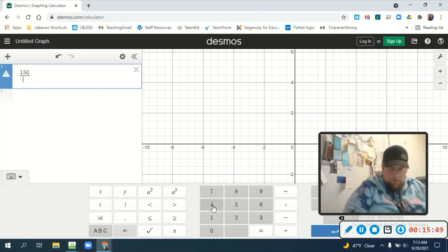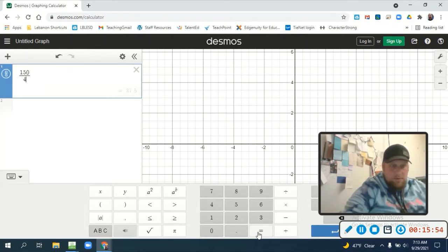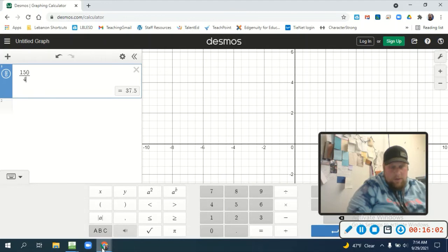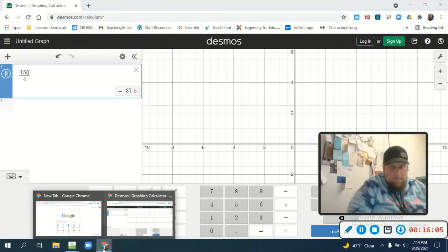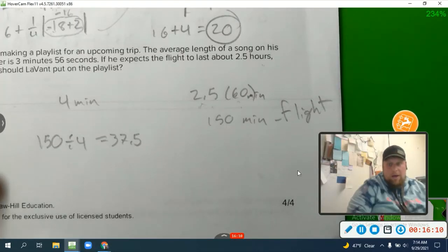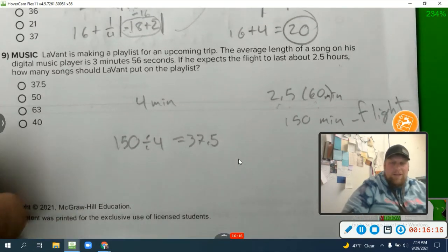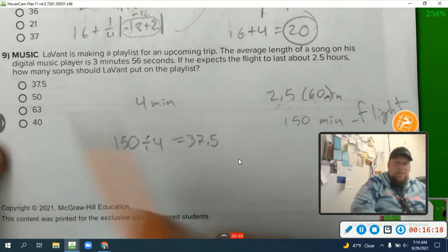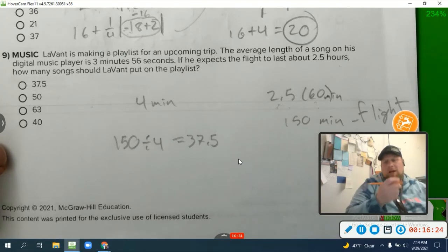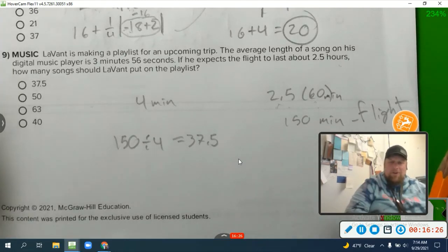So I'm going to do divided by 4 equals, oh, is it not supposed to put equals? Sorry, it just equals. I forget it equals automatically. 37.5. So let's go back to our regularly scheduled program. And I want you guys to look at this. It's 37.5, which is one of the choices, but don't be fooled into getting that, because that was an estimation. Can I do 37.5 songs? No. And I even estimated up, so really I could probably go up to 38 at the very least.